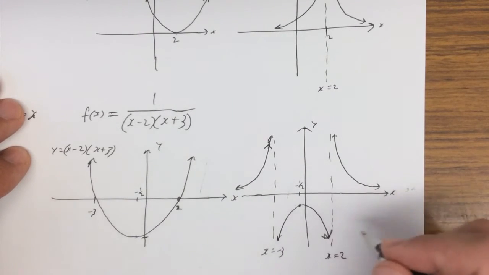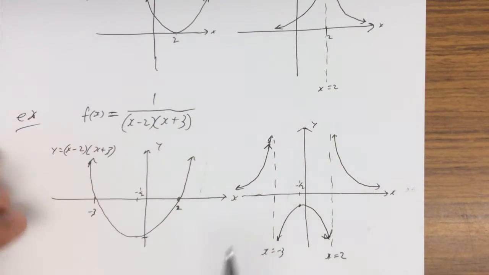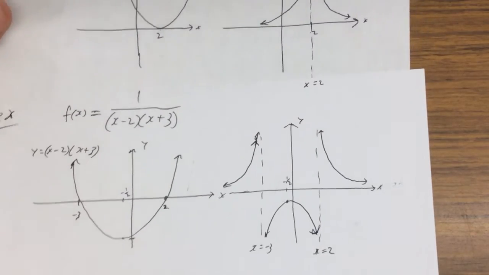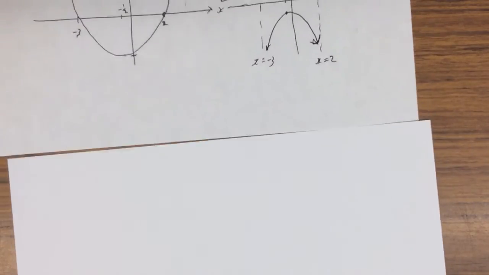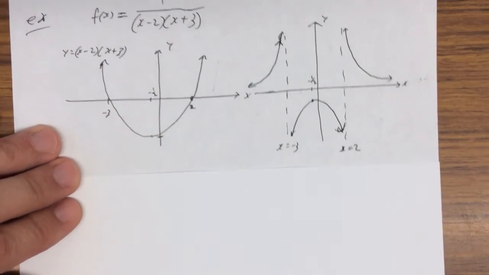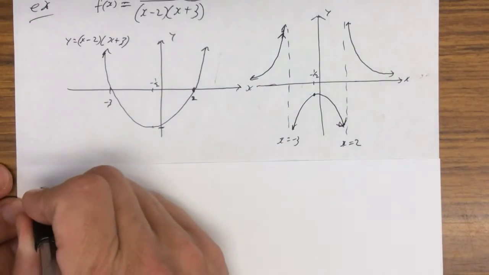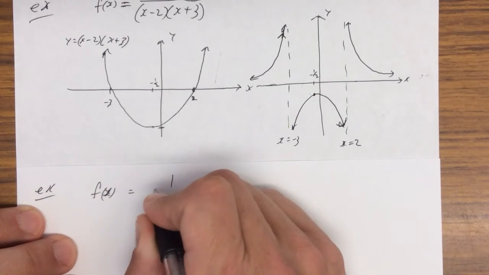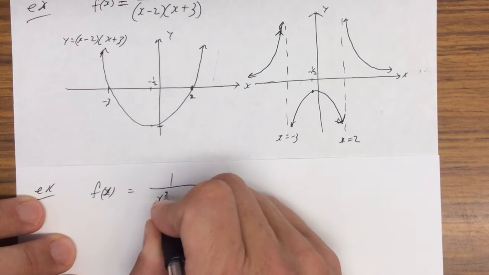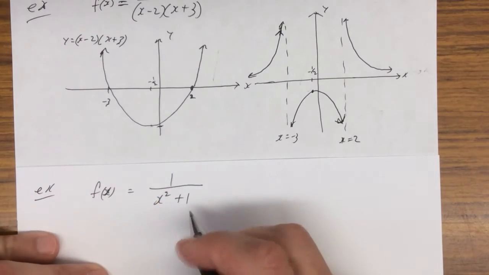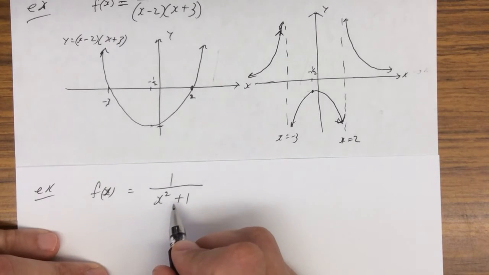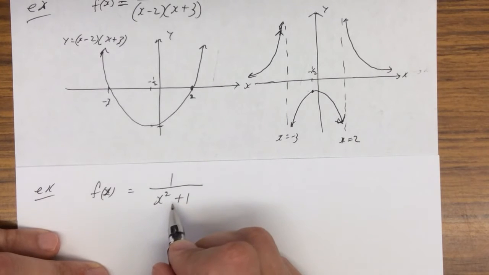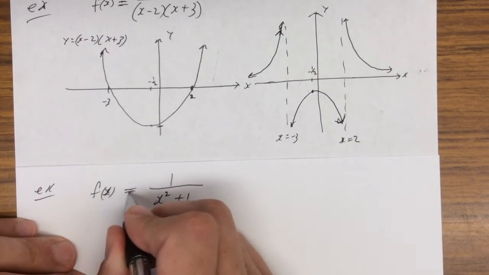Okay, so that is for ones that look like this. Now, what if you had one that didn't factor? So the bottom had no zeros. Say you have an example here where f of x equals 1 over x squared plus 1. Well, x squared plus 1 has no zeros. There is no value of x that makes the denominator 0, so you're not going to have any vertical asymptotes.